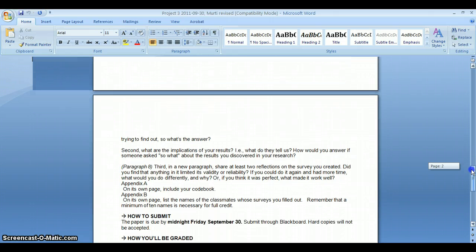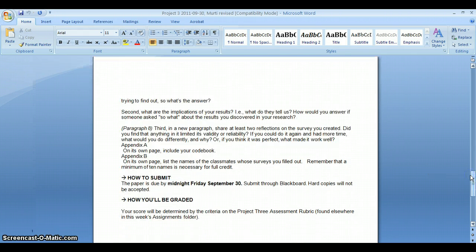Paragraph 8, the last paragraph of your report, that's not an appendix paragraph. In this last paragraph, share at least 2 reflections on the survey you created. Did you find anything in it that limited its validity or reliability? We talked about those last week. Remember, validity is how good a measurement your questions and answer choices provide, and reliability is how consistent were the responses you got.